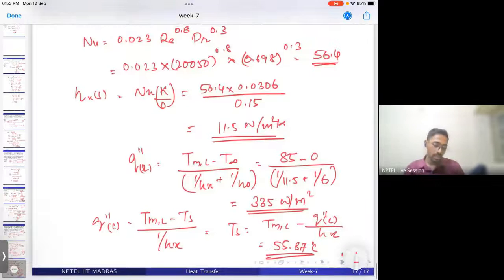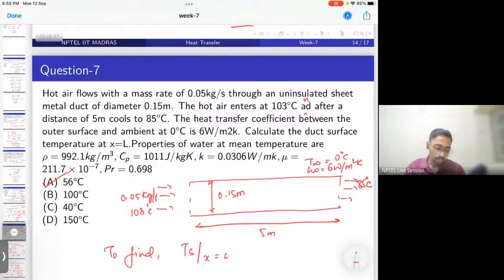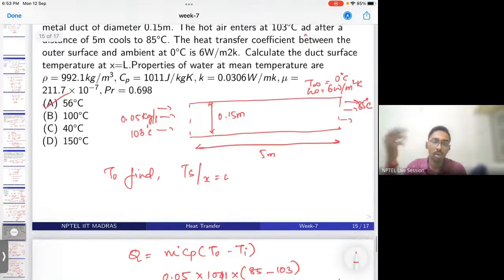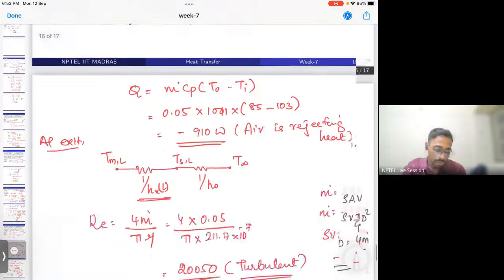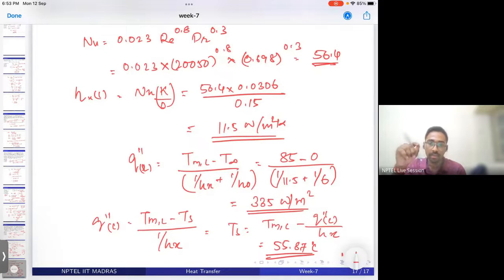So here we need to calculate the local heat flux, because in this question it is not given how the heat is transferred. It is a cooling process. We are admitting the air at 103 degrees Celsius, and because of heat loss to the environment, it is getting cooled to 85 degrees Celsius. So the heat flux may be different, and the surface temperature may not be constant, it will also vary. So we need to find out the local heat flux, then the surface temperature at the exit.